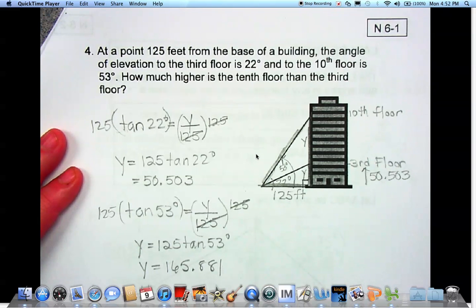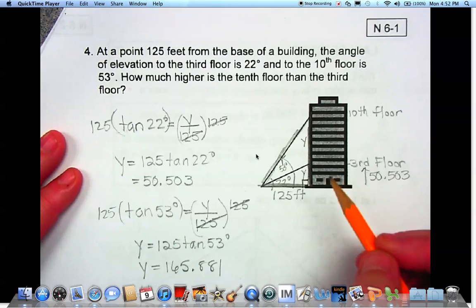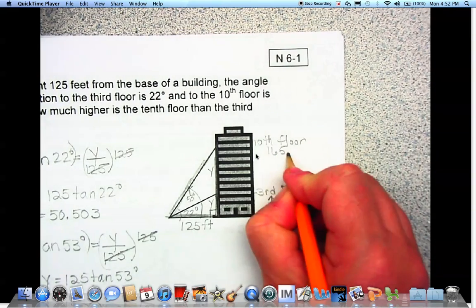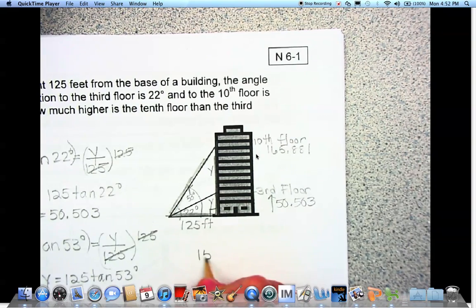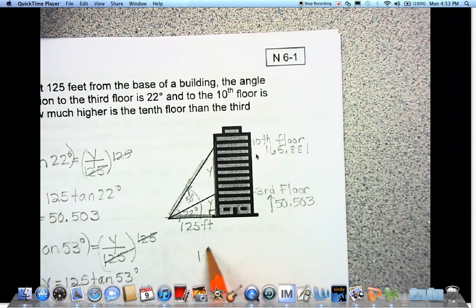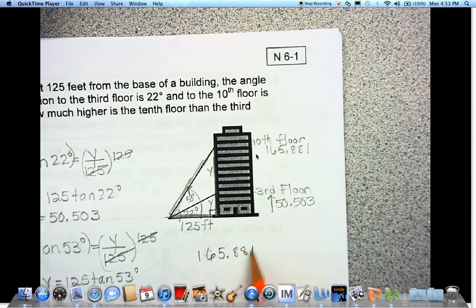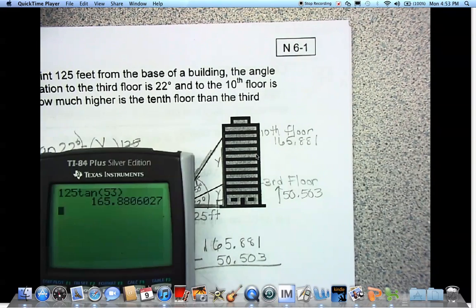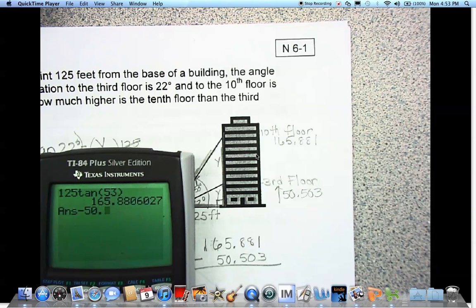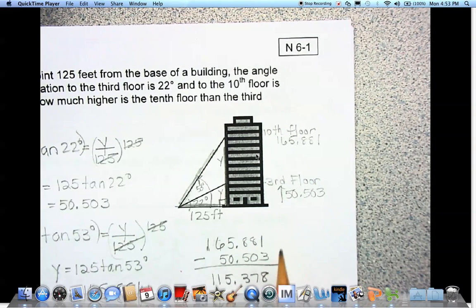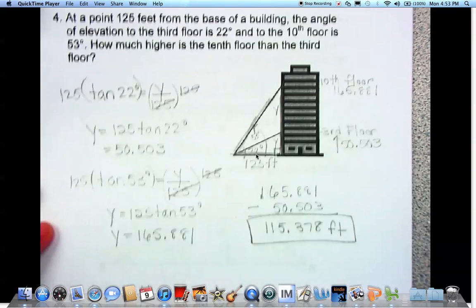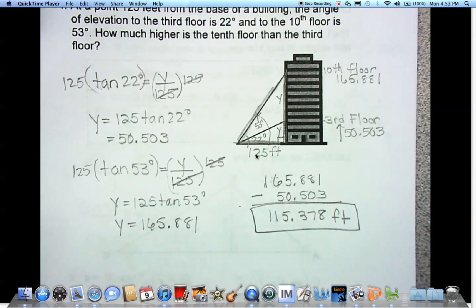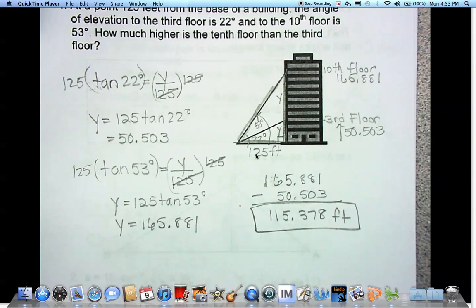Okay, now it says how much higher is the 10th floor than the third floor? And the 10th floor is 165.881. So we're going to subtract 165.881 minus 50.503. So minus 50.503. Get 115.378. Feet? Is this feet? Yes. Okay. So that would be how much higher the 10th floor is than the third floor.